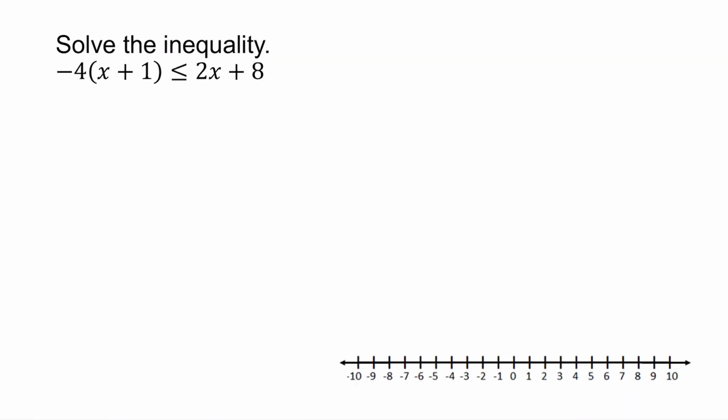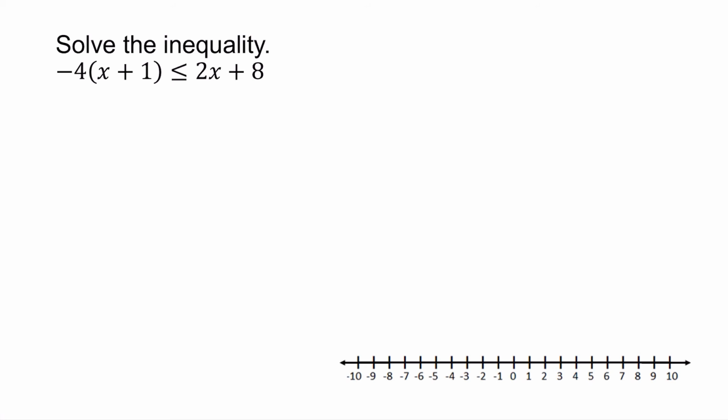So now let's try some inequalities. So let's solve the inequality negative 4 times x plus 1 is less than or equal to 2x plus 8. Remember, the steps for solving inequalities are all the same as the steps for solving equations, except we flip the inequality sign when we're multiplying or dividing by a negative number.